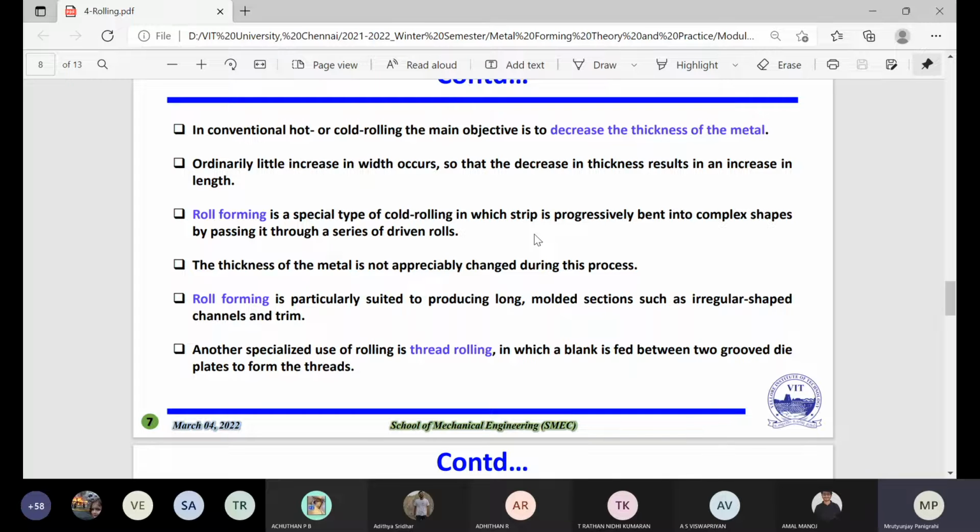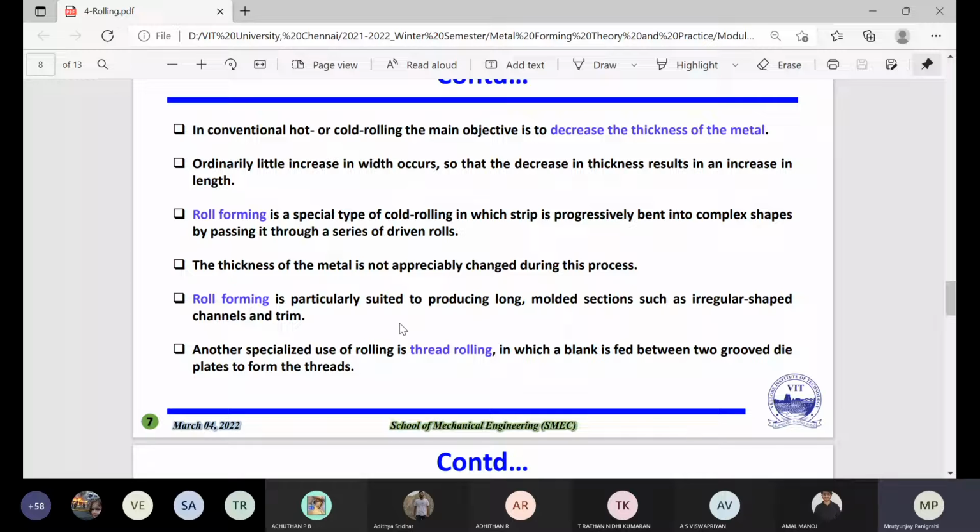So roll forming is a special type of cold rolling in which a strip is progressively bent into complex shapes. So whatever metal you are getting, according to your need, if you want to make it in some bent or angular position, you can make that. And the thickness of the metal is not appreciably changed during this process. Roll forming is particularly suited for producing long bent sections such as irregular channels and trim. So this is another technique you have.